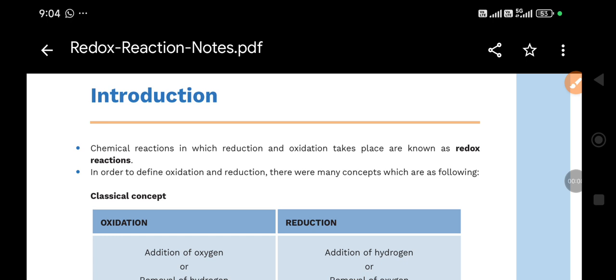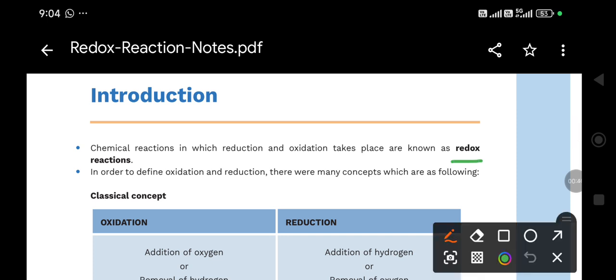Redox reaction is the first chapter of the second book of class 11th chemistry. Before starting this chapter, let us understand what redox means. Redox consists of two terms: one is reduction and the other is oxidation. These are reactions in which oxidation and reduction take place simultaneously. In the term redox, RED is for reduction and OX is for oxidation.